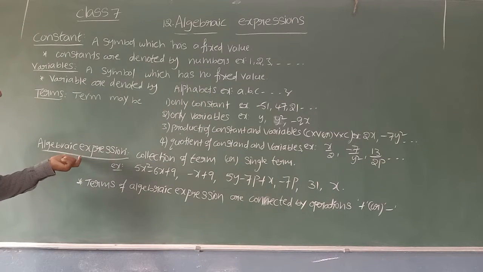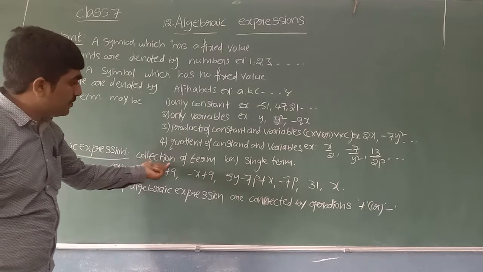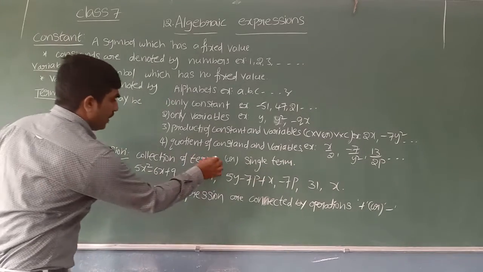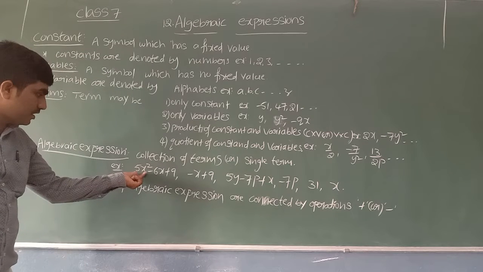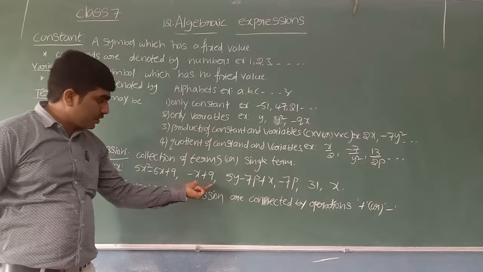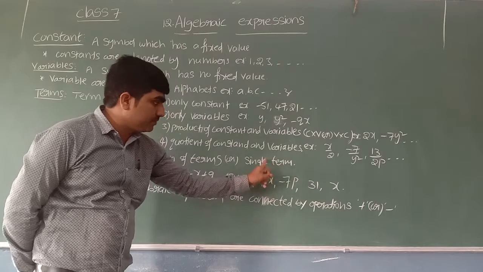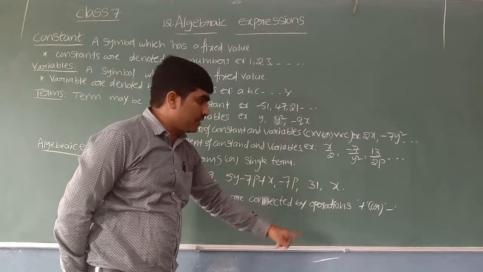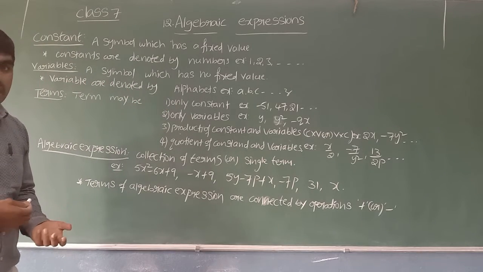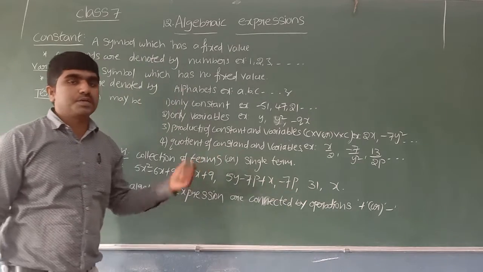And finally our title, which is algebraic expression. Algebraic expression means what I explained: it may be a collection of terms or a single term. For example, you can see here a collection of terms, and this collection contains 3 terms, 2 terms. Only a single term, 1 term. A single term may be only a constant, or only a variable. So this is about algebraic expression. A collection of terms or a single term is called an algebraic expression.